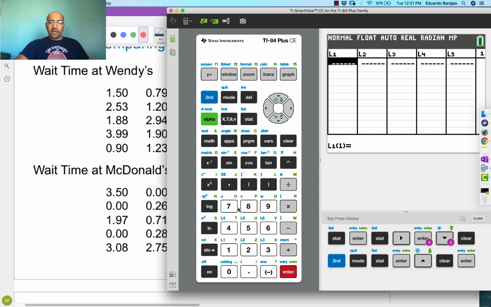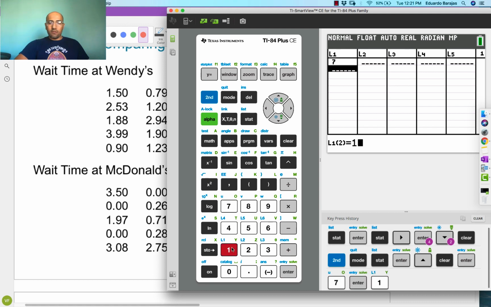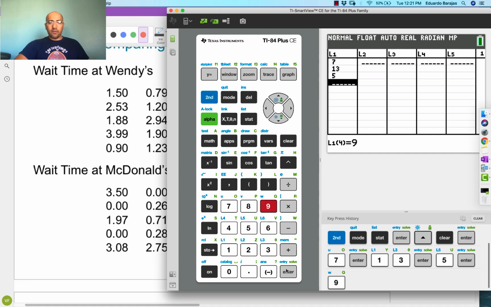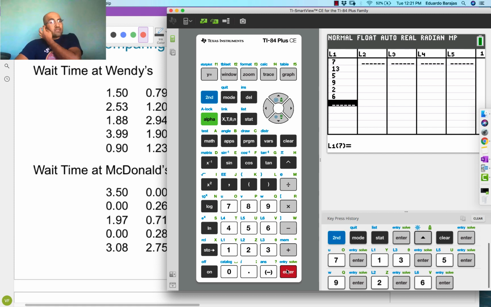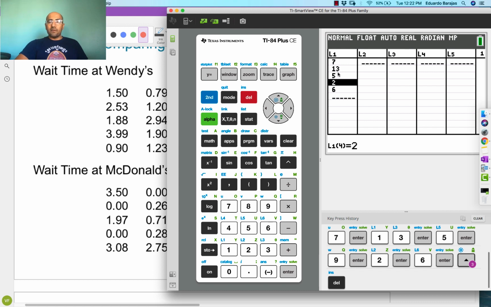Now, on the other hand, let's say I had a bunch of numbers like 7, 13, 5, 9, 2, 3, 6, and I wanted to delete one individual value. Like I don't want that 9. I can go up, select it, and then I can hit delete, and that'll erase the 9. If I hit clear, it's not going to erase it. So if I want to erase the 13, I go up to 13 and hit clear, it's not going to erase it. It's still there.